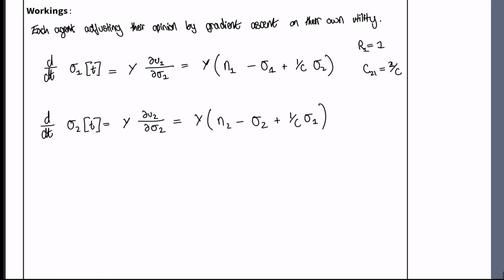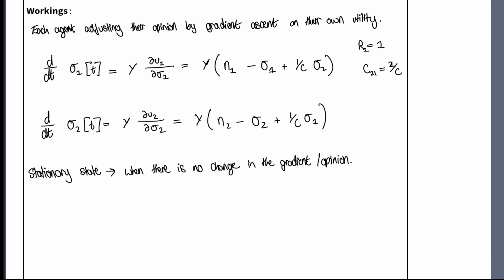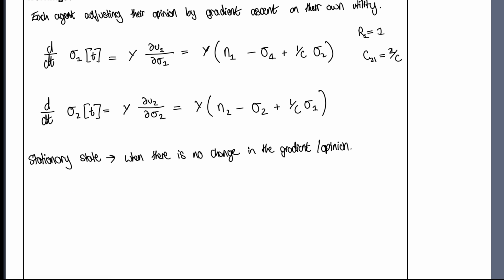To work out the stationary state, we need to know that the stationary state is when there's no change in the gradient, the opinion. So what that means is that these rates have to be equal to 0. When that is the case, we are left with two equations. 0 is equal to gamma times eta 1 minus sigma 1 plus 1 over c sigma 2, and 0 is equal to gamma times eta 2 minus sigma 2 plus 1 over c sigma 1. So now we must solve these two equations.